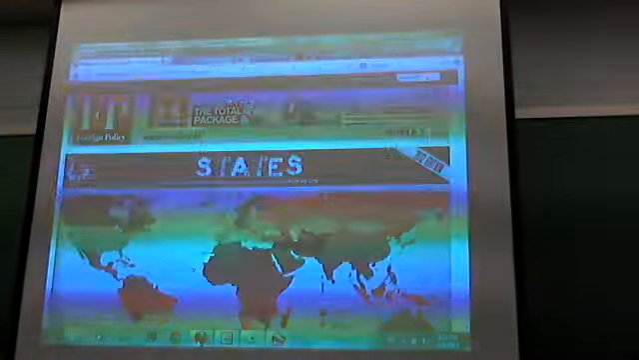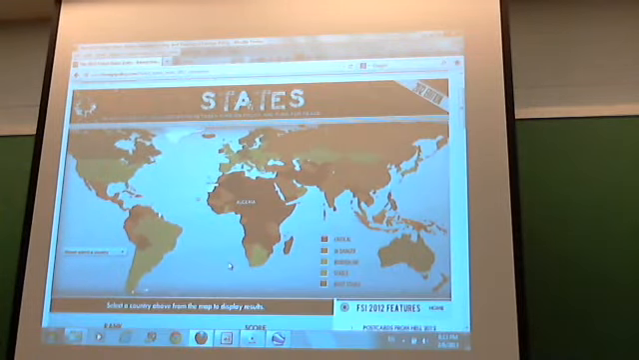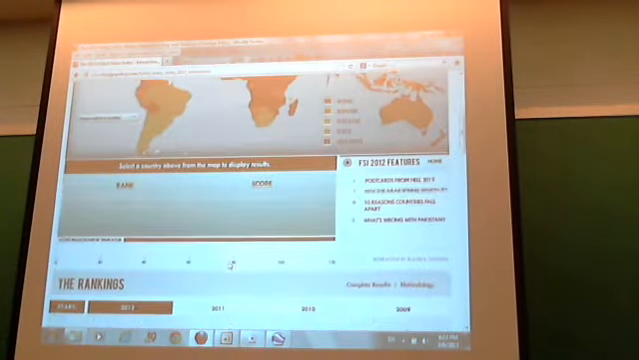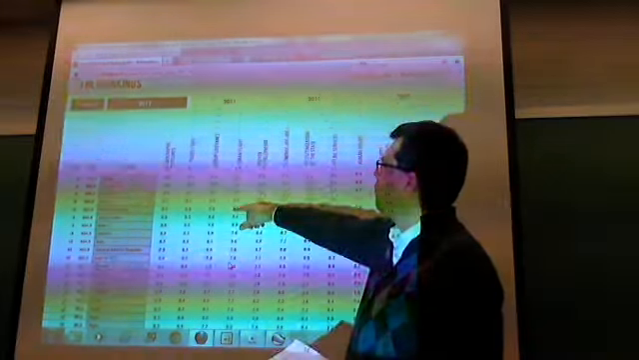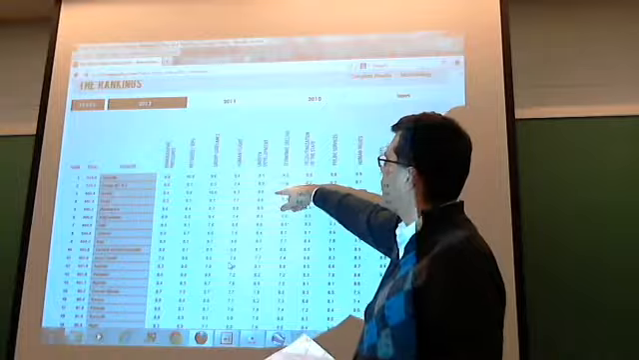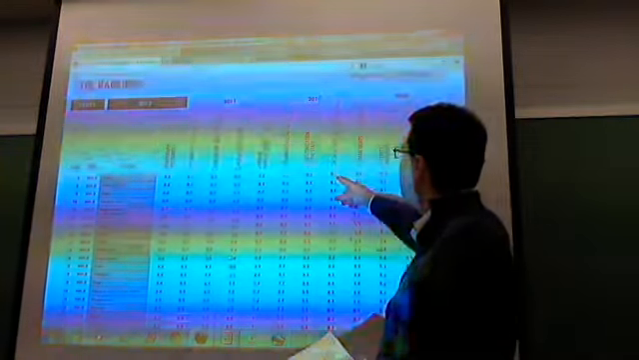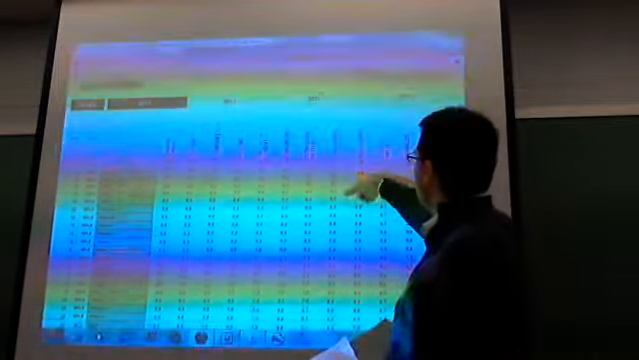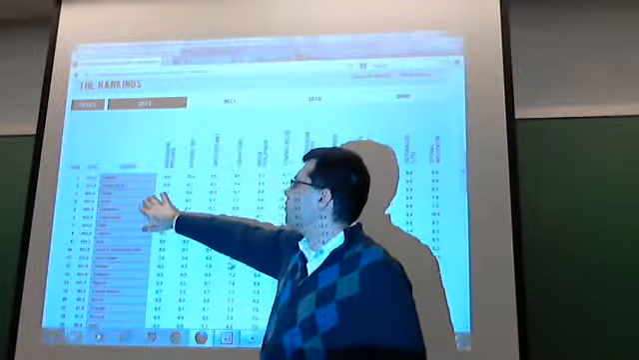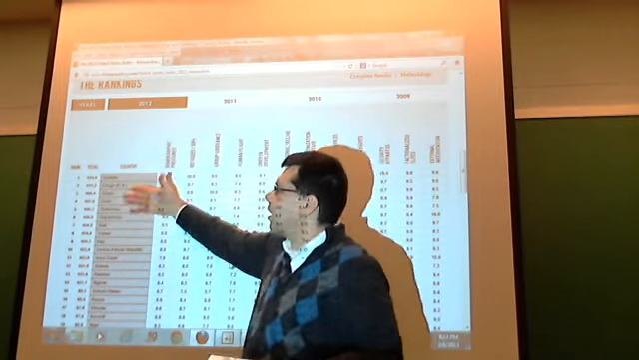From the index, we can see that the approach they take treats state failure as an indicator based on a number of different components: democratic pressures, refugees, IDPs, group grievances, human flight, uneven development, economic decline, the legitimacy of the state, public services, human rights, etc. So the highest one is Somalia at 114.98.